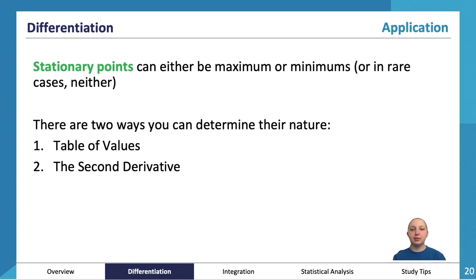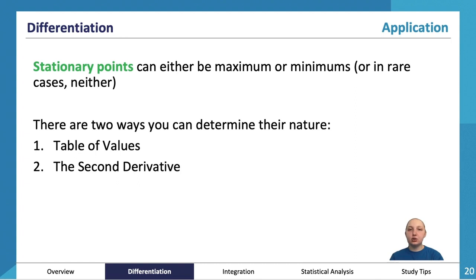Essentially with your table of values, what you're doing is you're going to create a table. You're going to put your stationary point in the table and then do one number on either side of your stationary point, also in your table. So let's say the stationary point occurs at x equals 3. You put 3 in the middle of your table and then you do 2 and 4 on either side. Then essentially what you want to do from there is substitute each of those numbers into your derivative equation. So your f dash x, your y dash, your dy dx, whatever you call it.